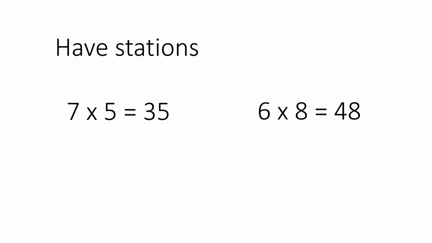Have stations. So have times tables that you can quickly go to. 7 times 5 equals 35. That's an easy one to remember. So if you're asked what's 7 times 6, you can go to 7 times 5 and then you add 7. 6 times 8 is 48. Or you can just say 6 8s are 48. If you're asked what's 6 times 9, then that's one station you can go to, and then you add another 6.